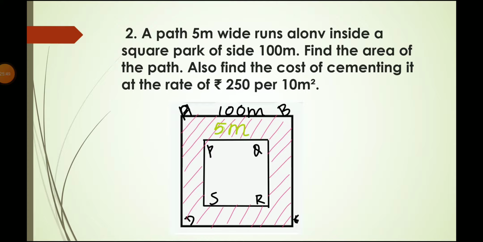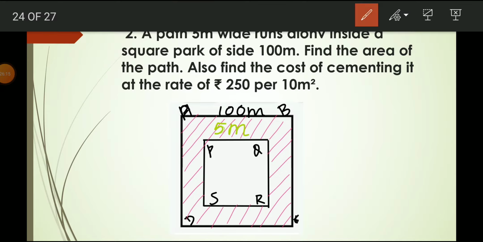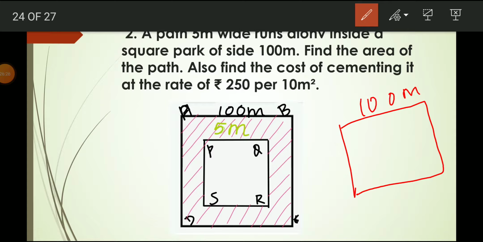Okay, see the second question. A path 5 meter wide runs along inside a square park of side 100 meters. Find the area of the path. Also find the cost of cementing it at the rate of rupees 250 per 10 meter square. They gave a path of 5 meters and the side of the square park is 100 meter, and they make a path.